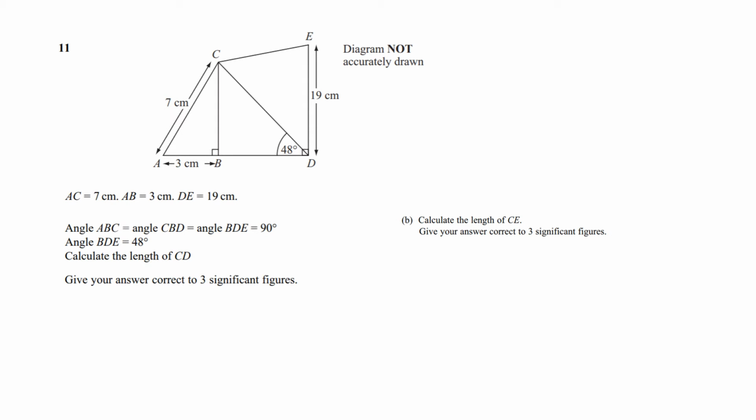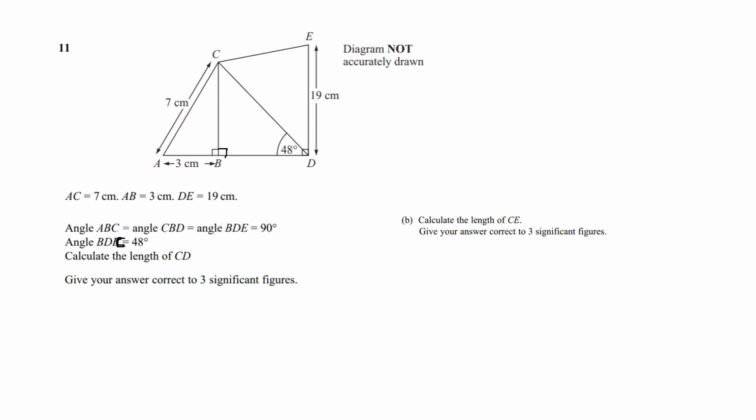Okay, so we're given some lengths and angles here. Angle CBD isn't marked on, it's a right angle, so let's put that on as well. There's also an error here. It says angle BDE is 48 degrees. Angle BDC is actually 48 degrees. And we need to find CD.